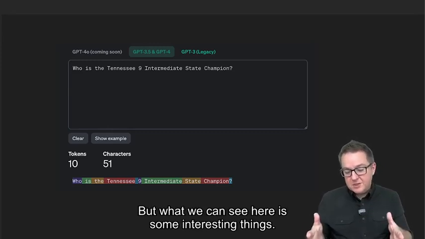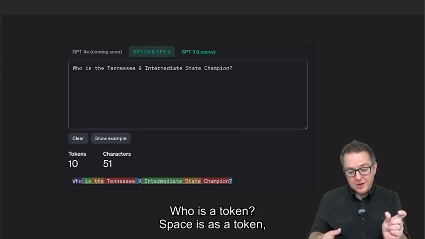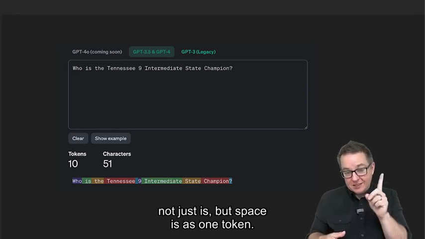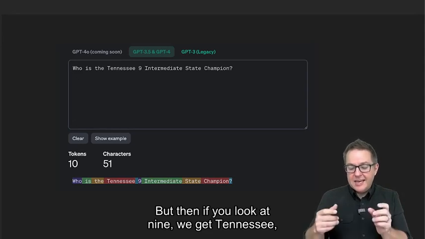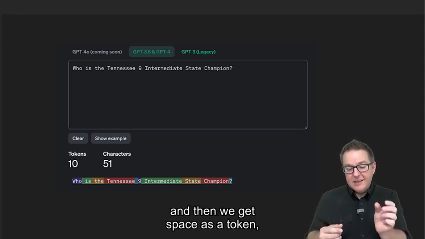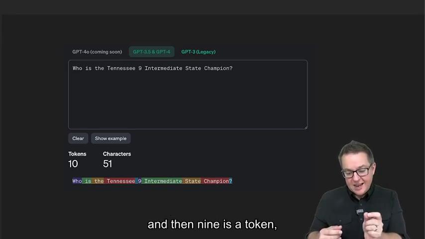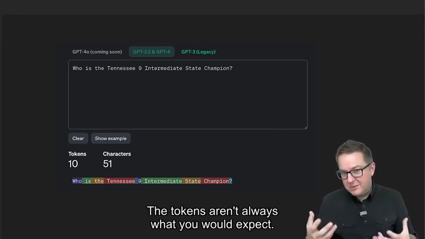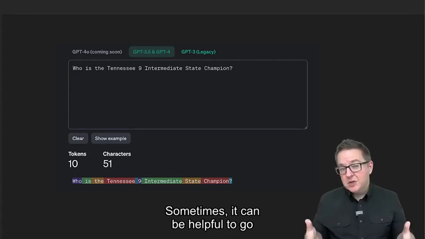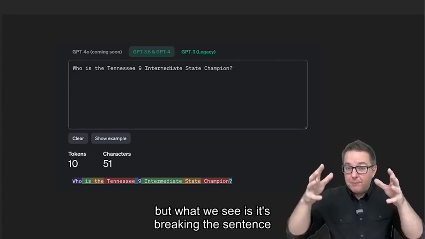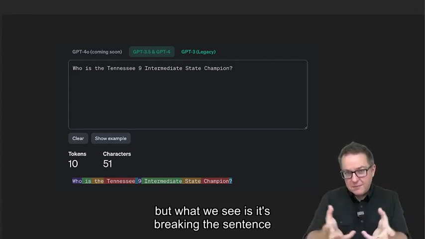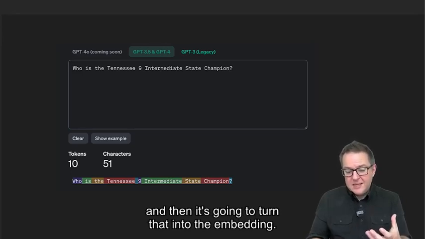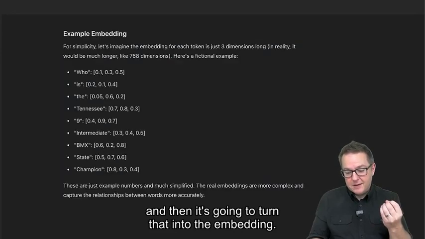But we can see some interesting things here. Who is a token. Space is is one token, not just is. Then if you look at 9, we get Tennessee, then space 9 is a token, and then space intermediate is a token. So the tokens aren't always what you would expect, and sometimes it can be helpful to look and try to understand. But what we see is it's breaking the sentence apart into the constituent pieces it's decided are the important parts, and then it's going to turn that into the embedding.